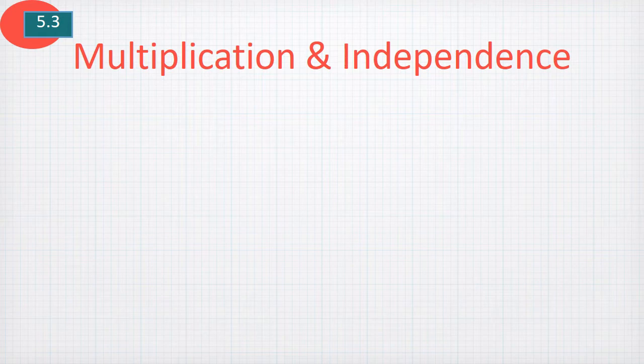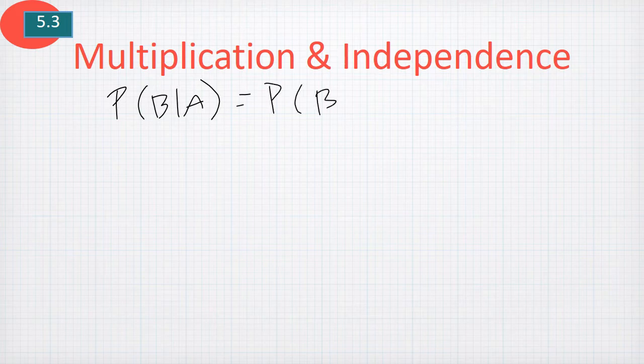How do we check that? Well, we check that using the probability, checking for independence. We say the probability of B given A, and we check and see if that's equal to the probability of B. If those two things are equal, then we know that we have independent events.